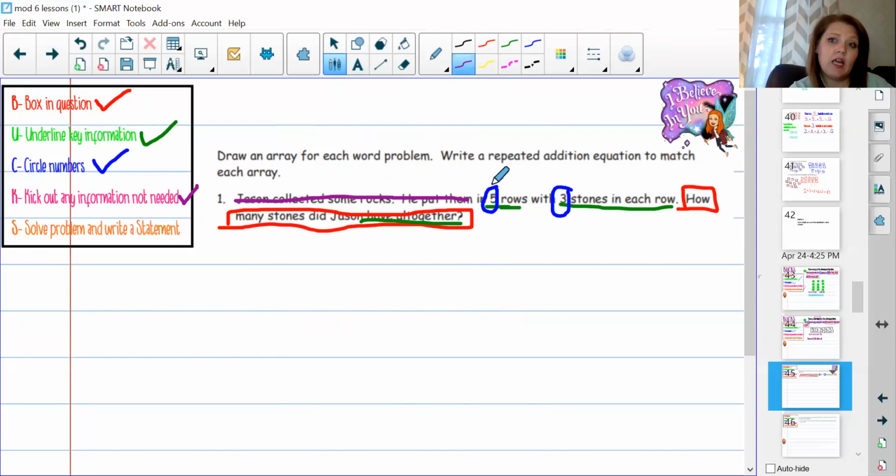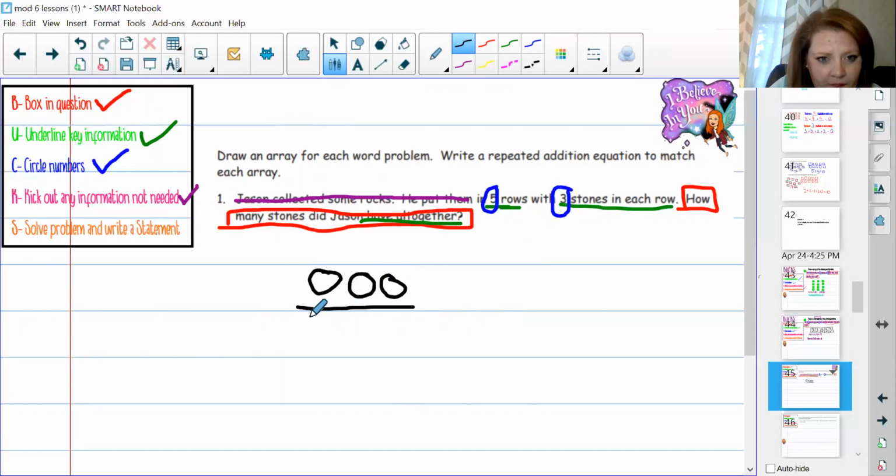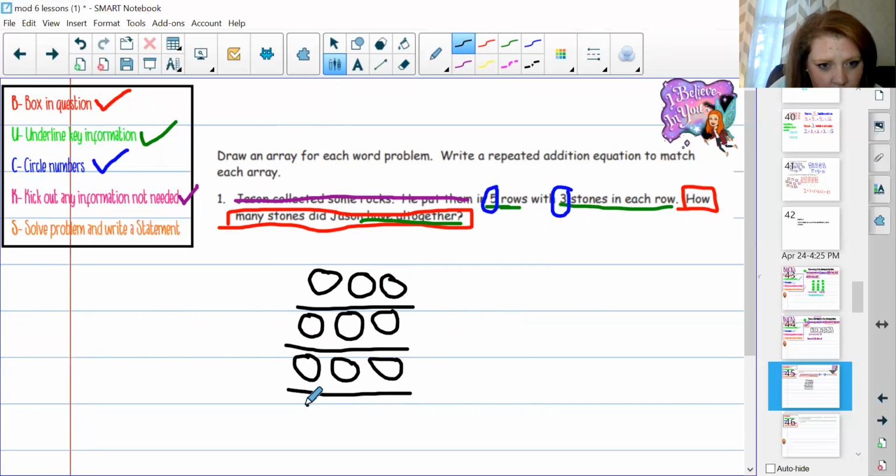They go side to side. All right, and how many are going to be in each row? 3. All right, let's start here. 1, 2, 3. And if you guys need to draw your line, go ahead and do it. That's 1 row. 1, 2, 3. That's 2 rows. 1, 2, 3. That's 3 rows.